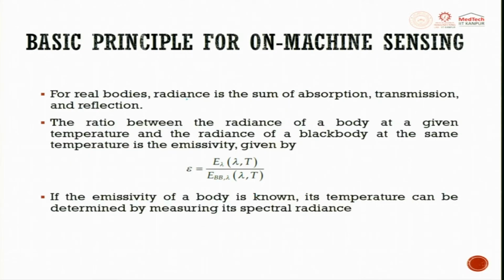For a real body, radiance is the sum of absorption, transmission and reflection. The ratio between the radiance of a body at a given temperature and the radiance of a black body at the same temperature is the emissivity. This is a very important factor. If they measure the emissivity of the powder bed single layer, then they can find out what the temperature is over there. Then they can find out a relative temperature between PBF and the surrounding.